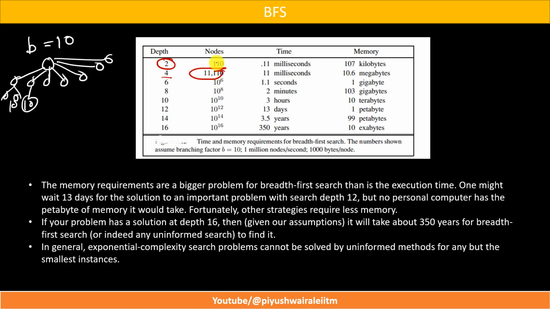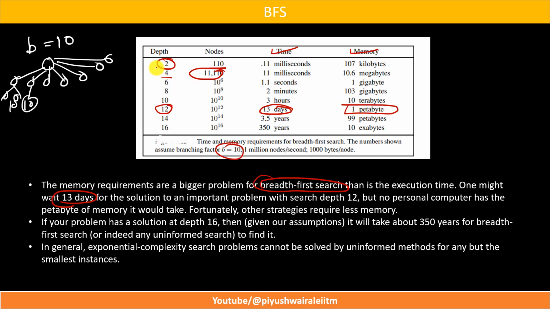So here you can see the time and the memory requirement for BFS, right? The numbers shown assume the branching factor B equals 10. Here you can see the memory requirement is a bigger problem for breadth first search than the execution time. Because one might have to wait for 13 days for a solution to an important problem with a search depth of 12. For a search depth of 12, it will take 13 days. And how much memory will it take? It will take around 1 petabyte of memory, right?